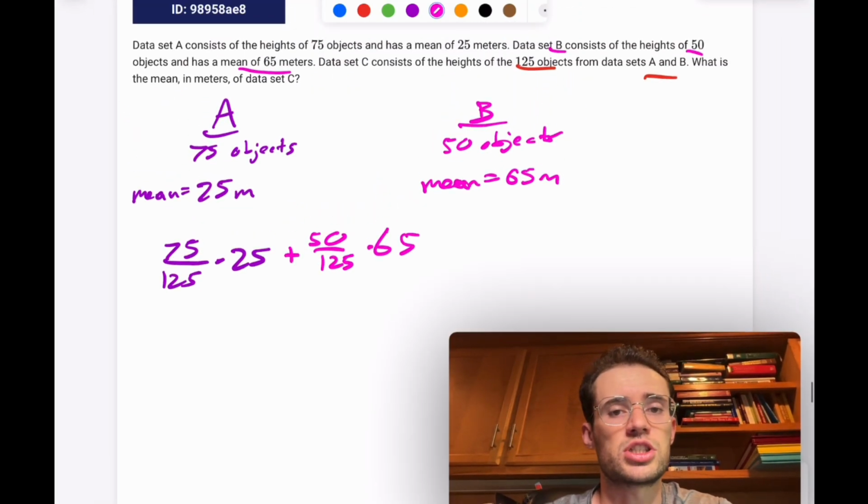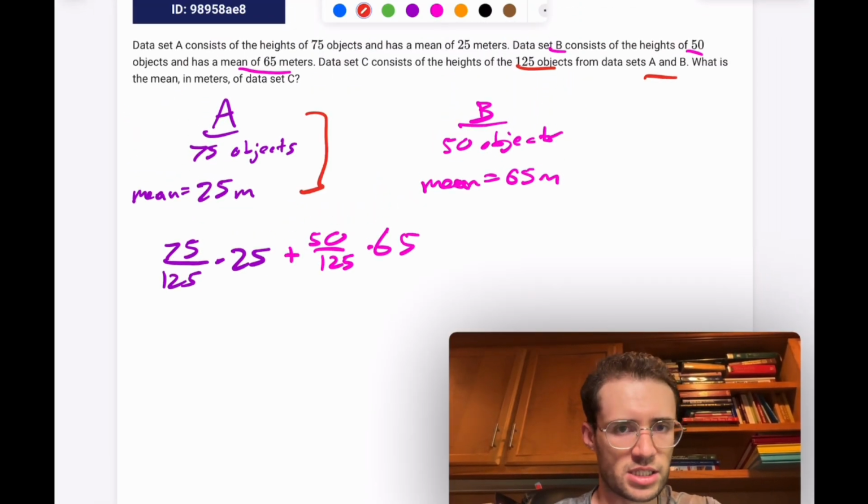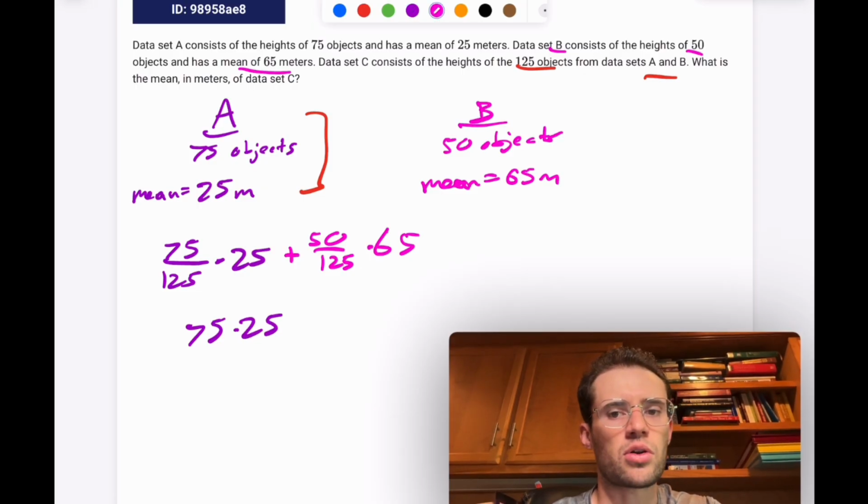The other way you could do it is just figure out what the total height of these objects is. That's just going to be 75 times 25, and add that with the total height of these objects.